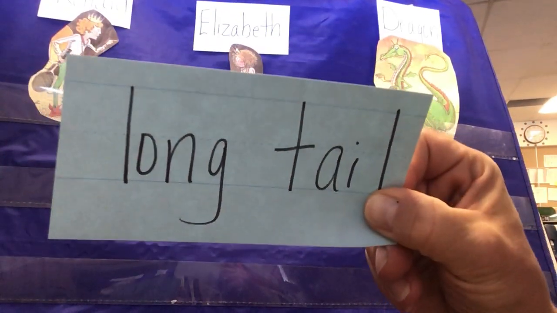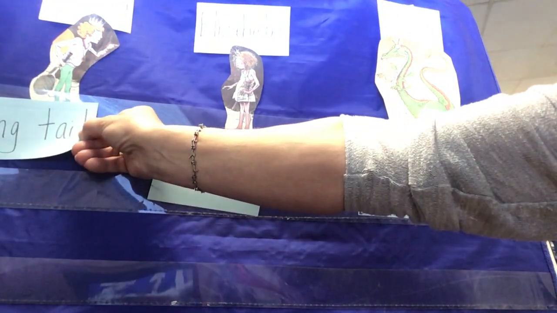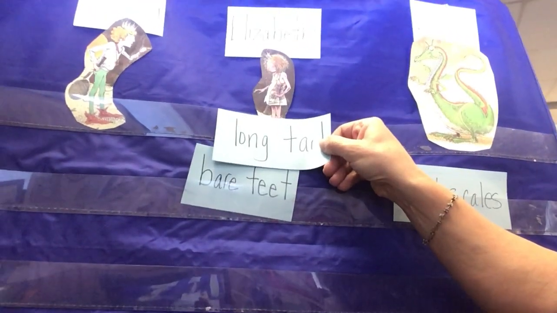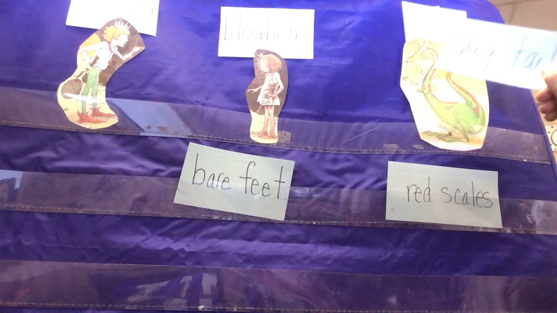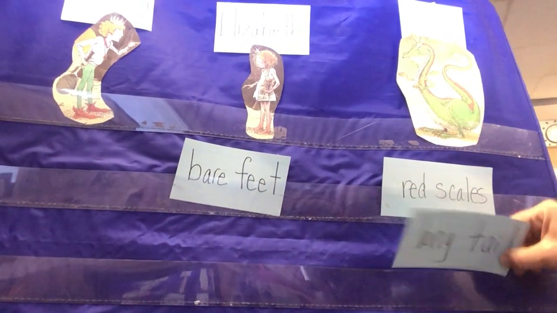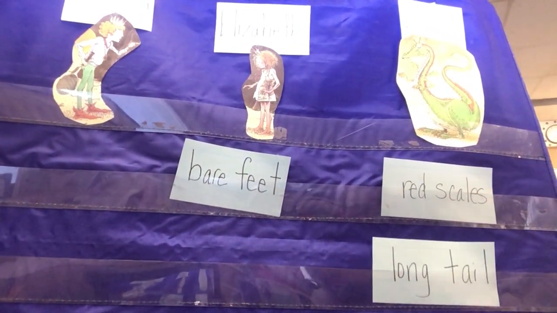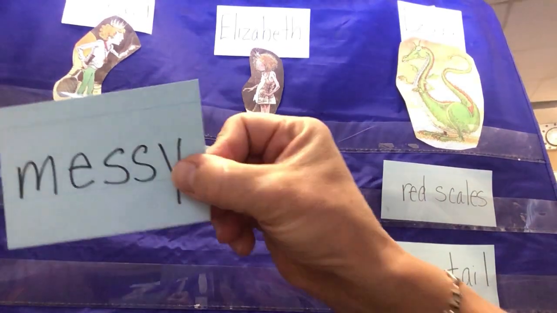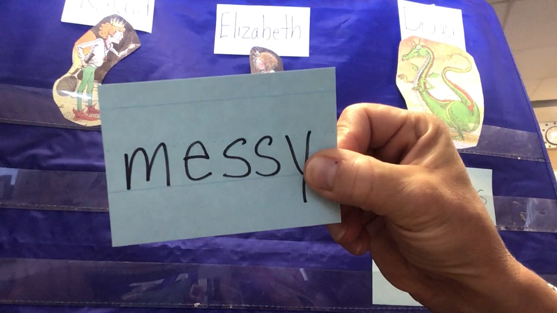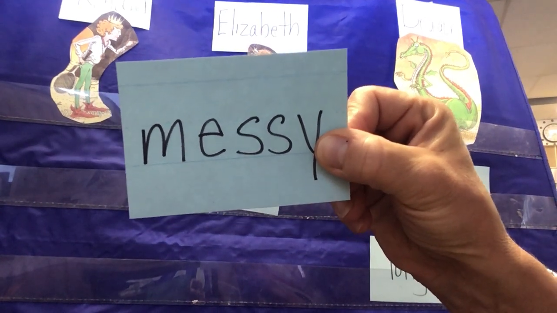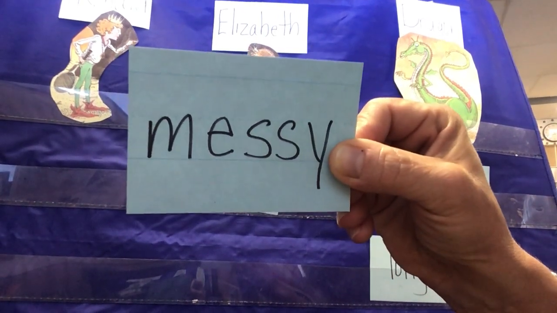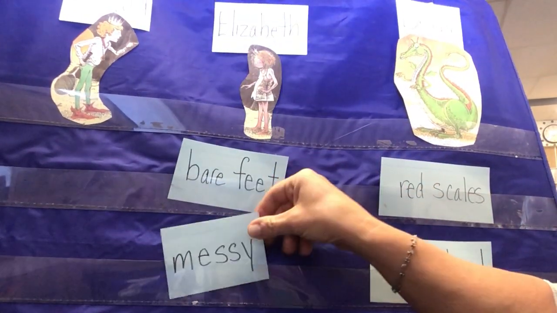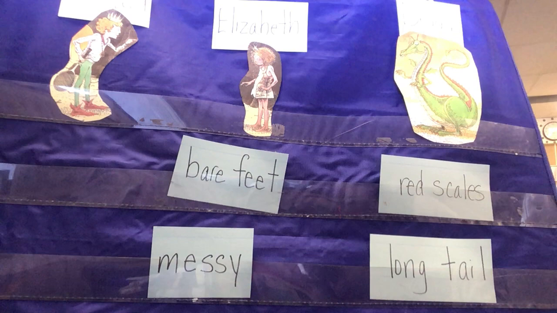Long tail. Does Ronald have a long tail? I hope not. Does Princess Elizabeth have a long tail? I doubt it. Looks like the dragon has a long tail, so that's where we're going to put that word. Messy. Oh, who's messy? Well, we know who's messy because Ronald told her she was messy, and that wasn't very nice. Messy is a character trait that describes Elizabeth.